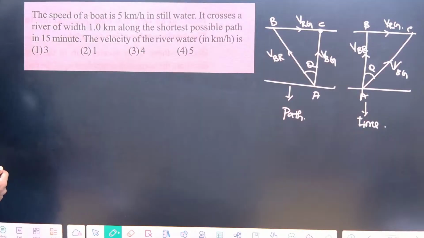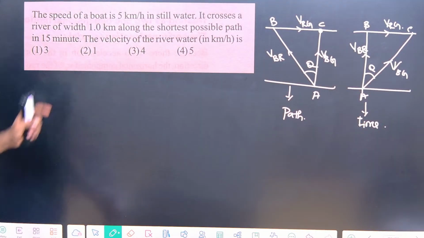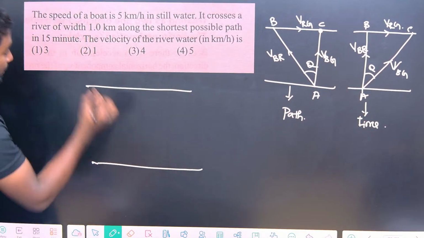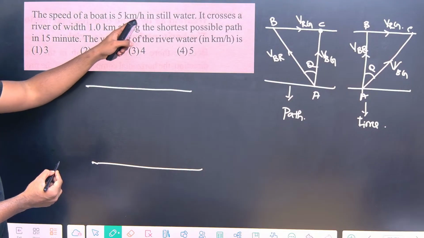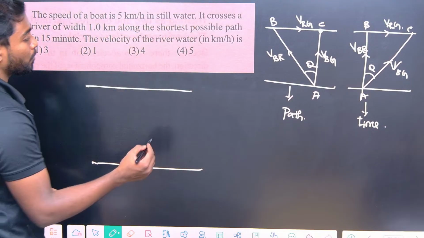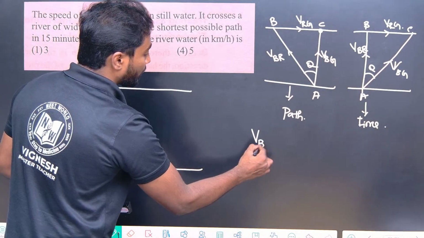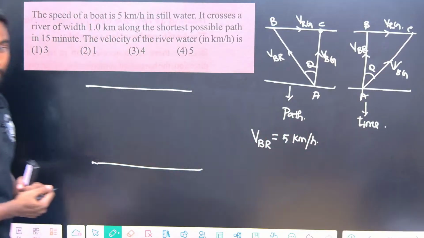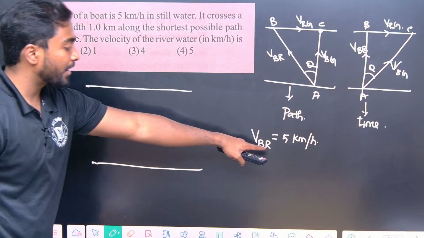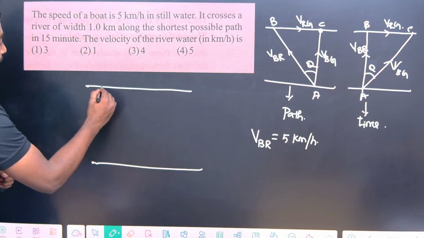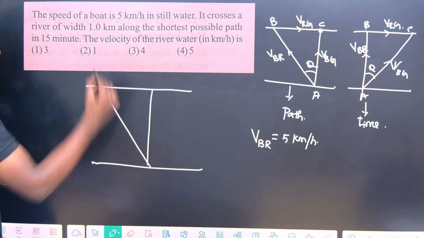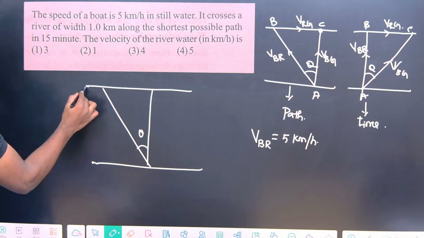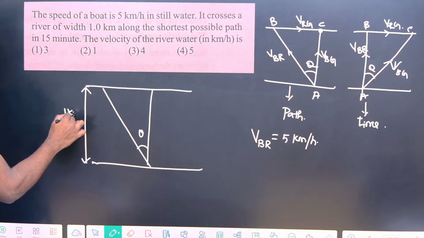Now what they are asking is the shortest possible path, so I should take the first diagram. The speed of the boat is 5 km/h in still water, which means the velocity of the boat with respect to water is 5 km/h. Still water means I need to take it with respect to water. So this is my diagram, this is the angle theta here, and they have given that the width of the river is 1 km.